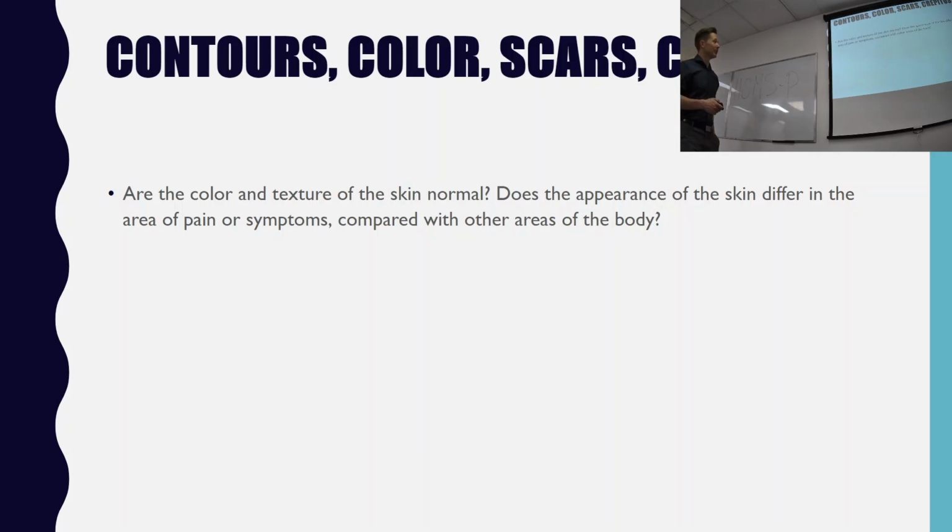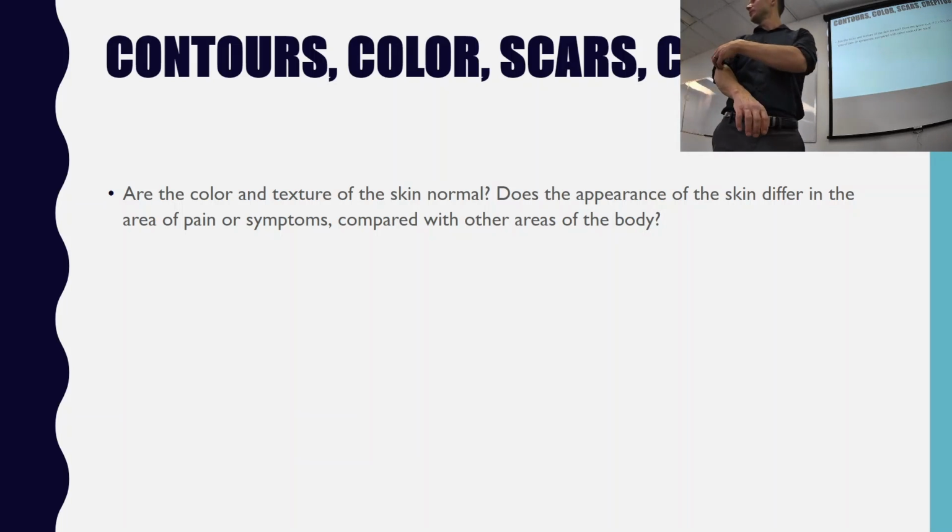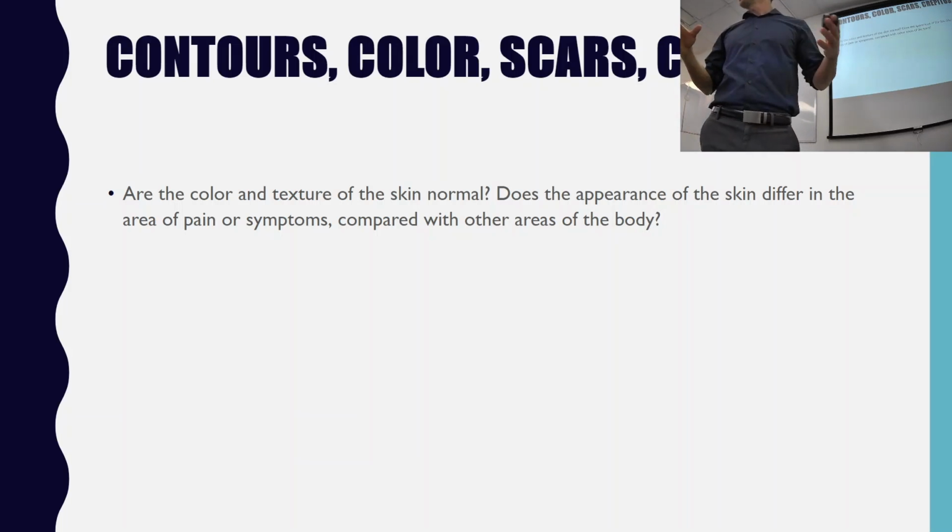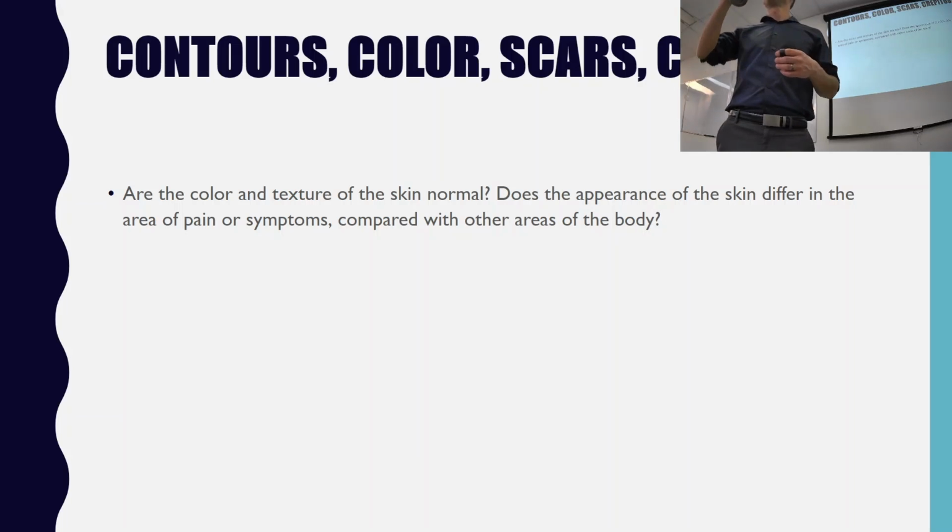Color: does the appearance of the skin differ in the area of pain compared to the other areas of the body? That's looking for signs of inflammation. There'd be redness within a specific area. They've got arm pain and there's a red area.